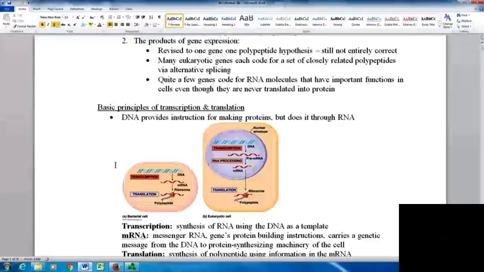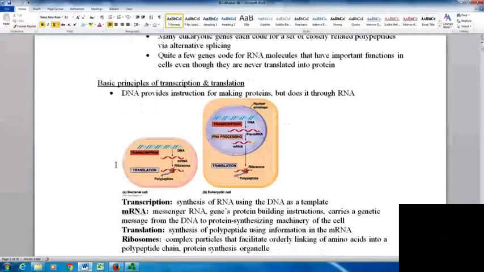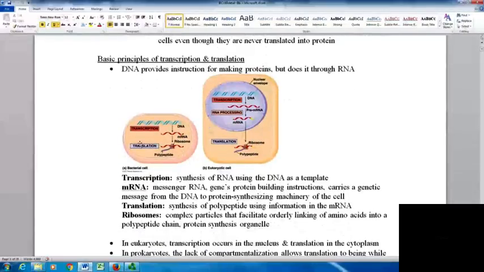The basic principle of transcription and translation is that DNA is going to provide the instructions for making proteins, but it does it through RNA. If we look here at this prokaryotic cell, you've got transcription, which is going to be the process of taking the DNA and making a copy of it as an mRNA. That mRNA will then have the ribosome attach and translate the code to make the polypeptide. All of this happens in the same compartment in a bacterial cell.